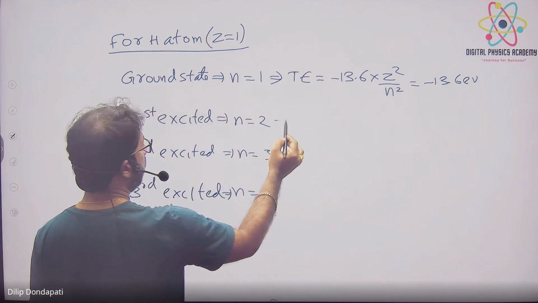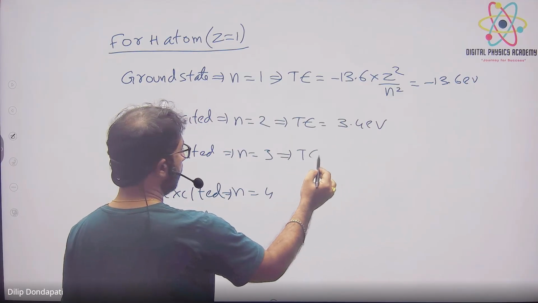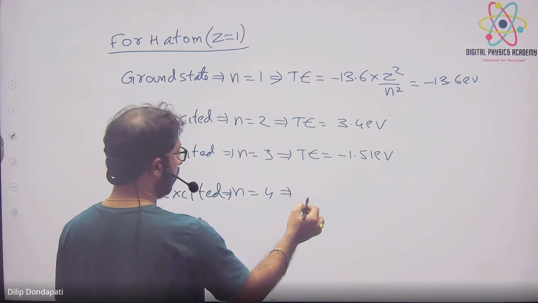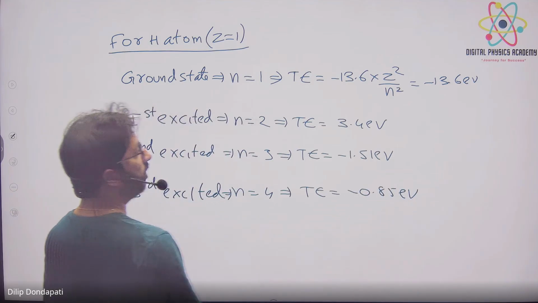Here, how much did you get? Minus 3.4 electron volts. ये देखा किधर? Total energy is, the energy levels. And this is all energy we learned for the first time. Total energy is minus 0.85 electron volts. This is the energy we get.